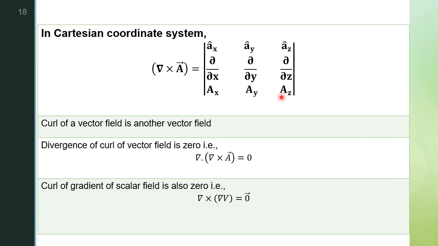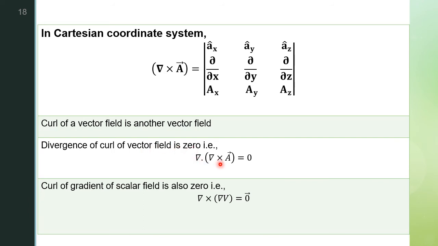That is the magnitude along each direction. So as you can observe from this, the answer will also be a vector quantity. So the curl of a vector quantity is another vector quantity. Earlier when we talked about divergence, the divergence of a vector is a scalar, but the curl of a vector is again a vector.